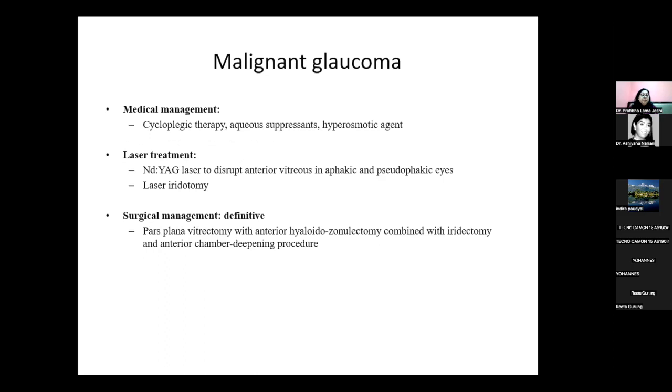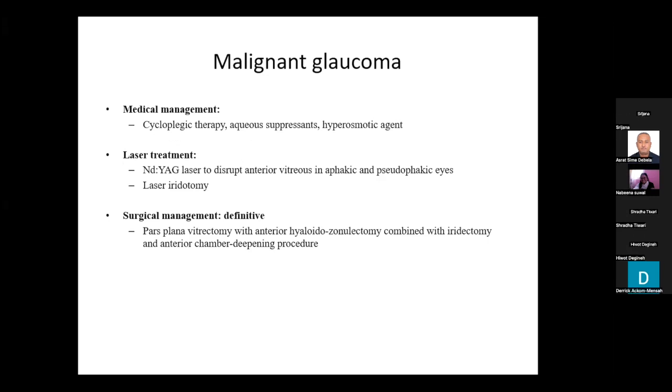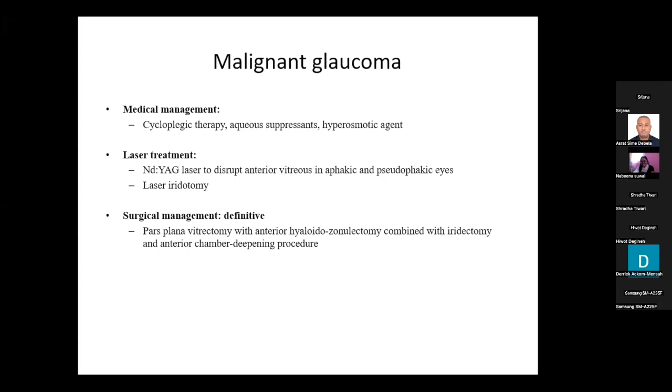Medical management is cycloplegic therapy, aqueous suppressants, and hyperosmotic agents. Then we can do laser treatment like Nd:YAG laser to disrupt the anterior vitreous in aphakic and pseudophakic eyes, and laser iridotomy. Surgical treatment is the definitive treatment. We can do pars plana vitrectomy with anterior hyaloid zonulectomy combined with iridectomy and anterior chamber deepening.